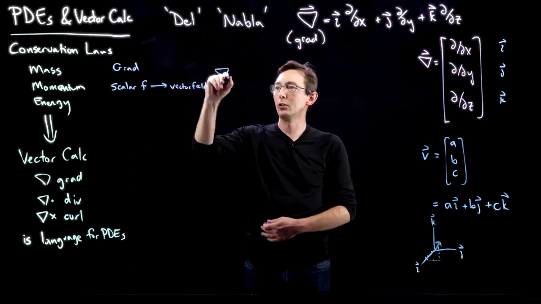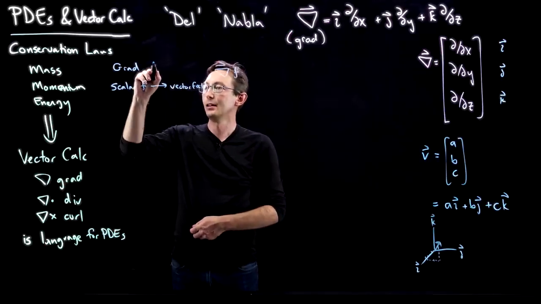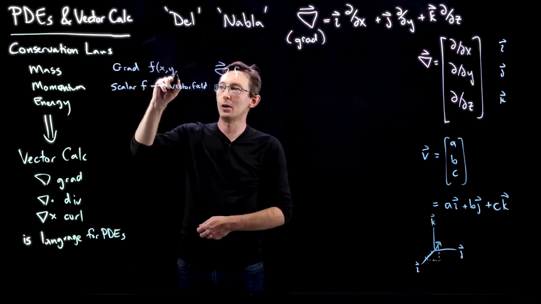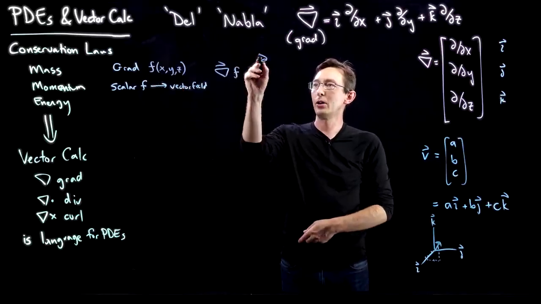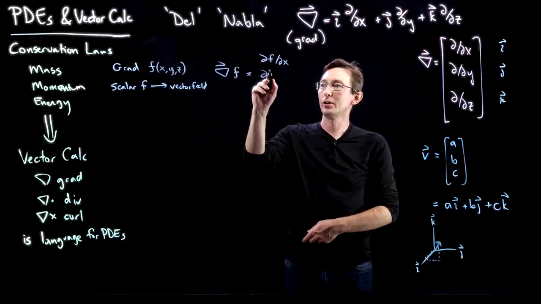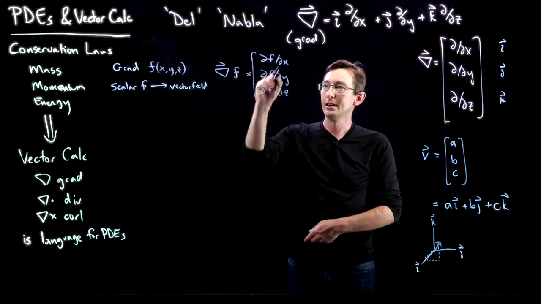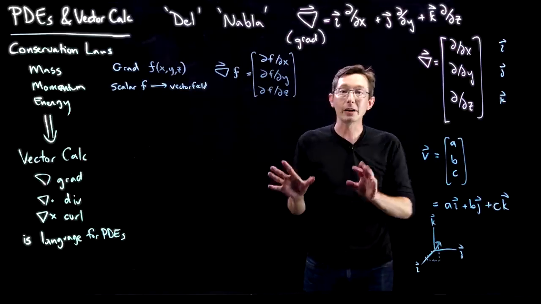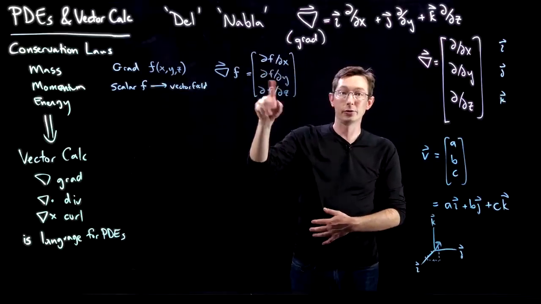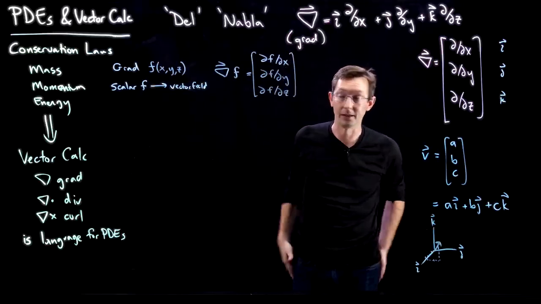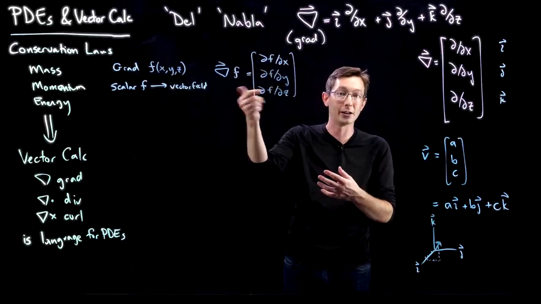If I have grad of f, where f is a function of x, y, and z, then grad of f is just partial f partial x, partial f partial y, partial f partial z in a vector. For every point in space, there will be a vector direction with these partial derivatives determining that vector. That's what the gradient does: it computes the rate of change of f in the x direction, y direction, and z direction.